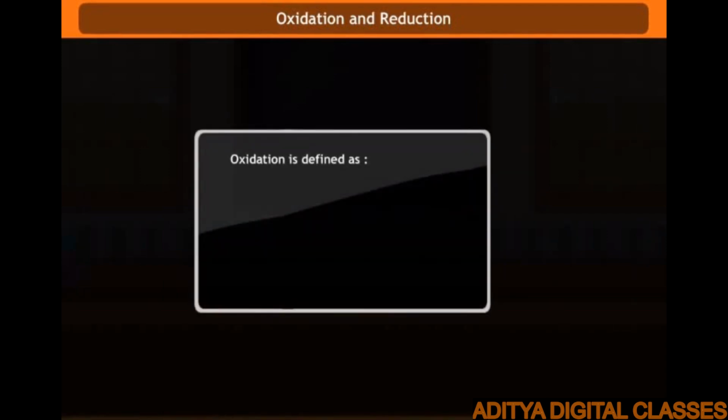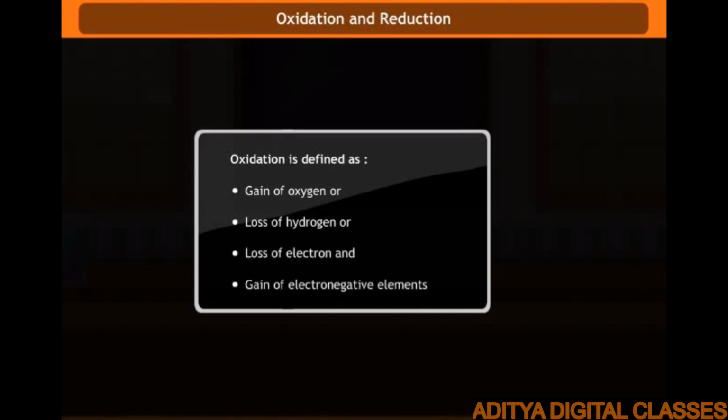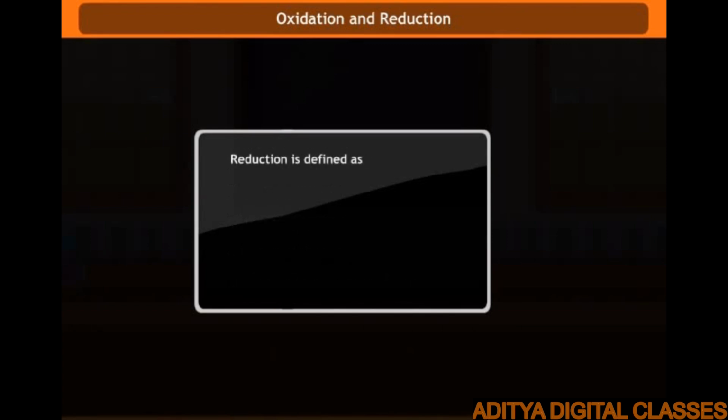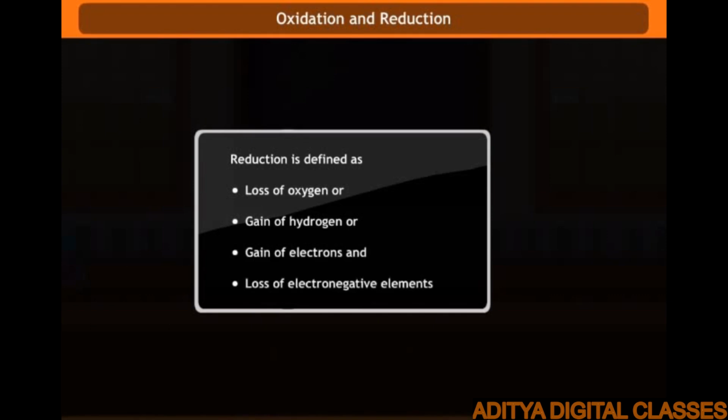Oxidation and reduction. Oxidation is defined as a process that involves a gain of oxygen or loss of hydrogen or loss of electrons and gain of electronegative elements. Reduction is defined as a process that involves a loss of oxygen or gain of hydrogen or gain of electrons and loss of electronegative elements. Let us perform an activity to understand more about these reactions.